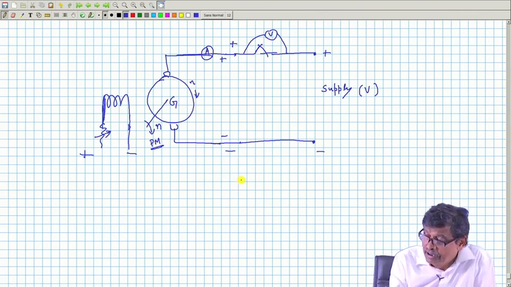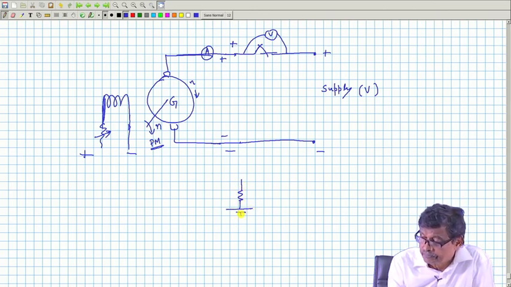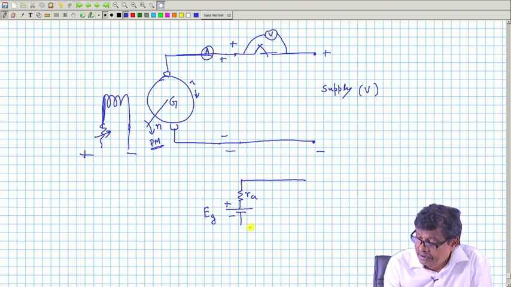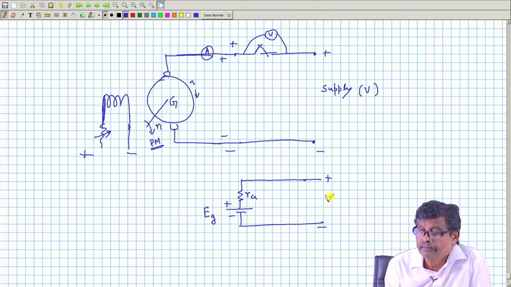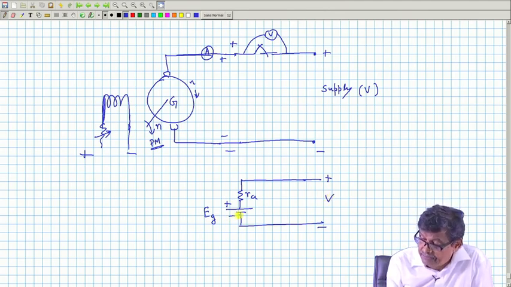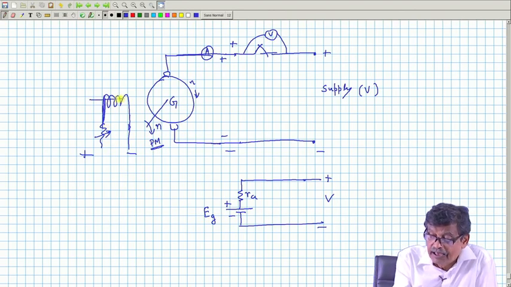because the equivalent circuit of this is this one. Here is some generated voltage E g, here is some R A, and here is your supply, and the value of E g depends on this flux or the field current I f.